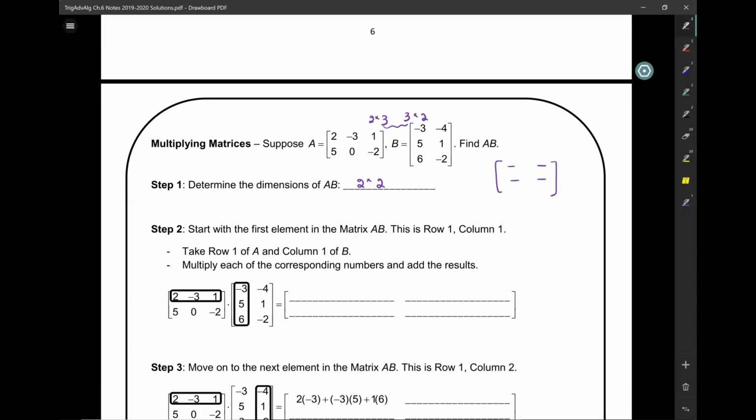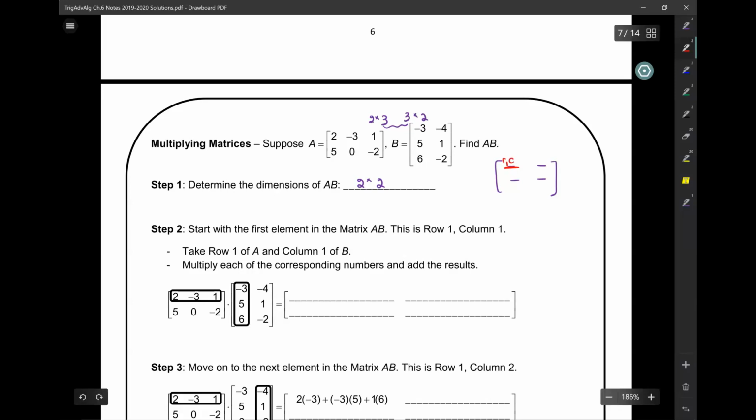Okay? Now, what we're going to do is go through this product matrix and start populating each of these spaces one by one, right? So you have to think, okay, which space am I going to populate first? And suppose we're going to start with this one. Okay, what position is that in the matrix?